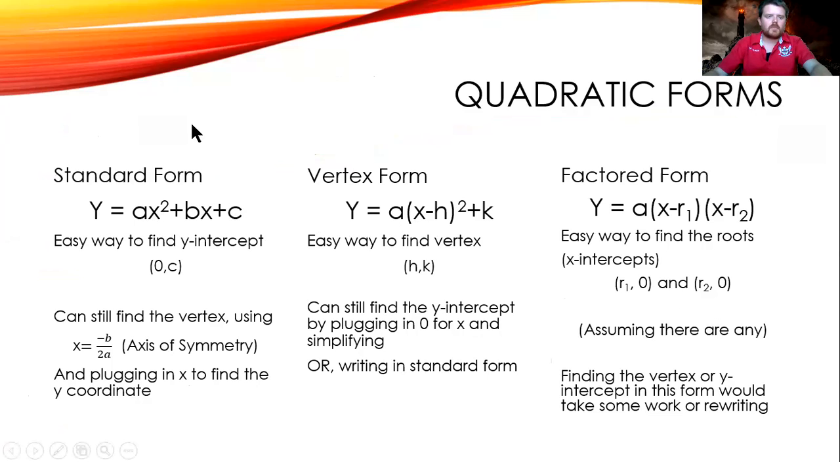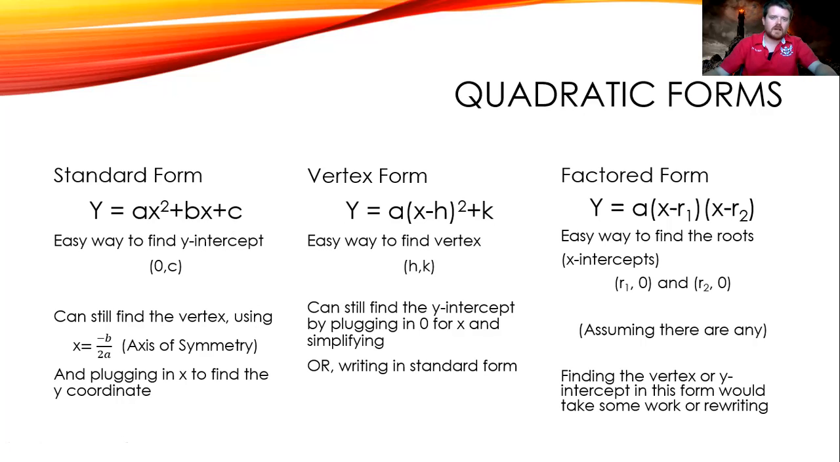But if you remember, standard form is written out as ax squared plus bx plus c. So going from the highest degree, the quadratic term, down to the linear, and then finally the constant term. The nice thing about standard form is that it's the easiest way to find the y-intercept, because if I plug in a 0, it's going to cancel out those first two terms, leaving me with whatever the constant is as the y-intercept.